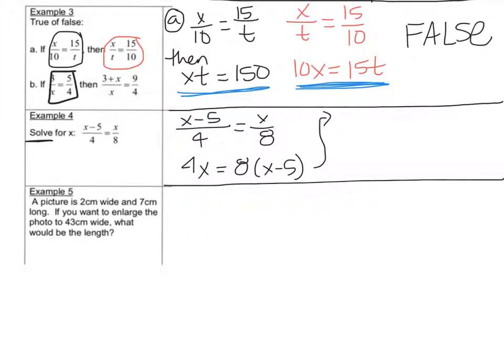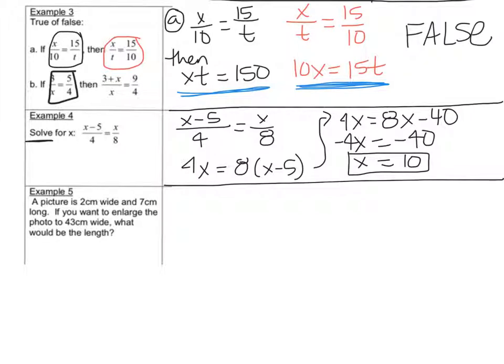Alright, that means that 4x is equal to, I'm going to distribute, 8x minus 40. I'm going to subtract 8x from both sides to get negative 4x equals negative 40. And when I divide by negative 4, I get x equals 10. Okay, x equals 10. So now on to example 5. For example 5, here's what it says.